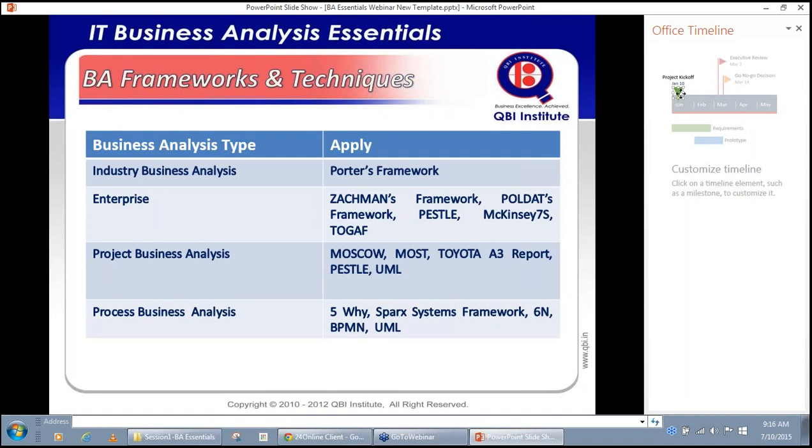For process business analysis, we have 5Y, we have the SPARK system framework, we have 6N, we have BPMN or business process model and notation, and UML. UML is Unified Modeling Language and BPMN is business process model and notation. So these are the techniques which you apply at these levels, and with these techniques you come up with your outputs.